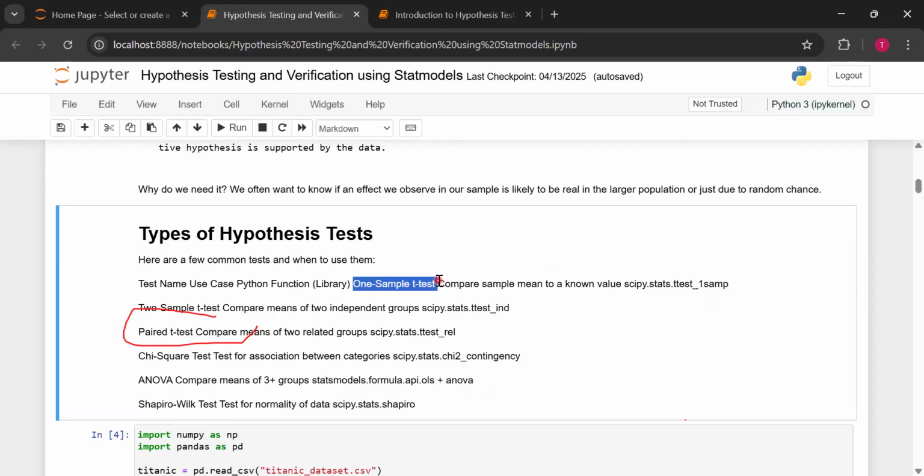For instance, when you want to study academic performance, maybe they come before an intervention, they check your performance, they come in the second semester, they take your first semester results and compare with second semester results. It's the same person, but in two different settings, right? So we use what? Paired t-test.